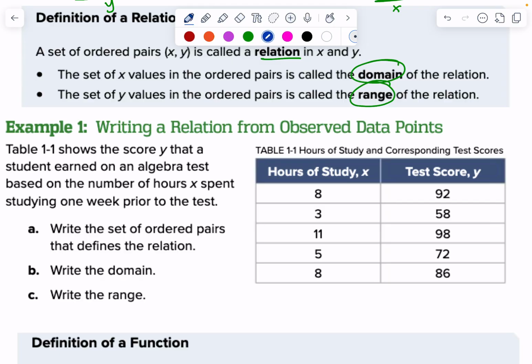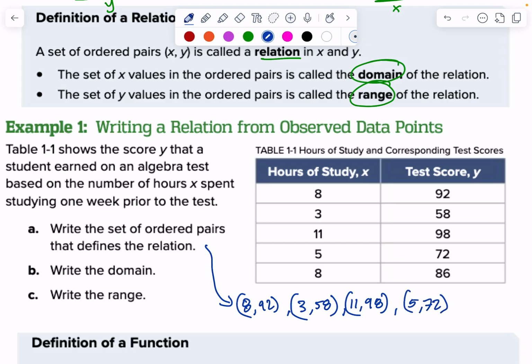So write the set of ordered pairs. I'm going to do that down here. This is just 8, 92, 3, 58, all of these just listed out. This is the easy part. 5, 72 and 8, 86. Like that. All right, write the domain.